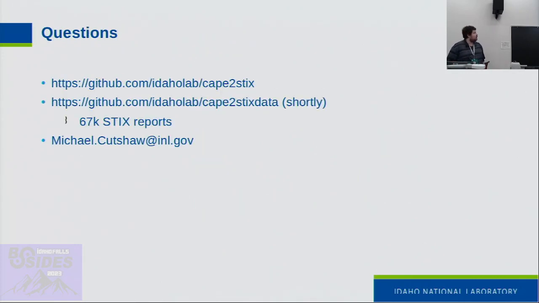So Cape to Sticks, as I said, is already out there. It's already been open sourced. We will soon have a repository called K26 Data that will contain those 67,000 STIX reports. We have to go through a little bit of a process to get those out there. It is, I think, about 2 gigs compressed. 2 gigs extremely compressed, which I think comes out to like, what, 27 gigs of uncompressed data.